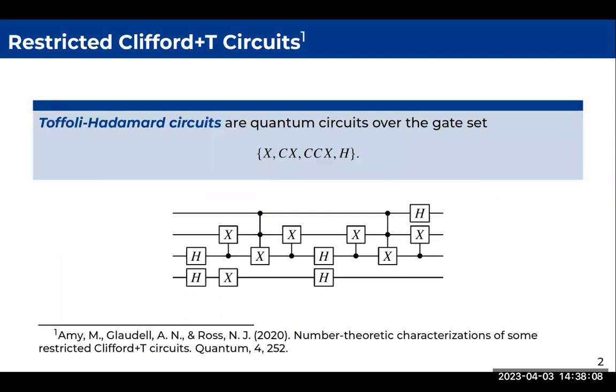All right, so we are going to talk about two restricted Clifford+T circuits. One is what everybody has known about, the Toffoli-Hadamard circuits. It is arguably the simplest approximately universal gate set for quantum computing. And it is well suited for many purposes, such as quantum error correction, fault tolerance, and the quantum Fourier transform.